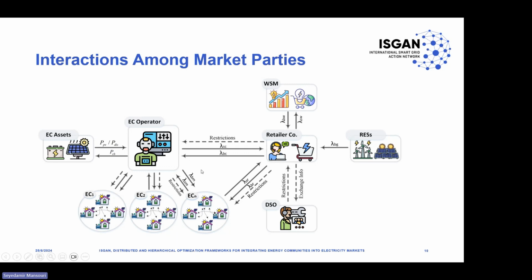Then they can reschedule themselves and send new schedules based on the new limitations to the retailer. So this process is implemented to settle both energy and congestion management markets simultaneously at the local level.